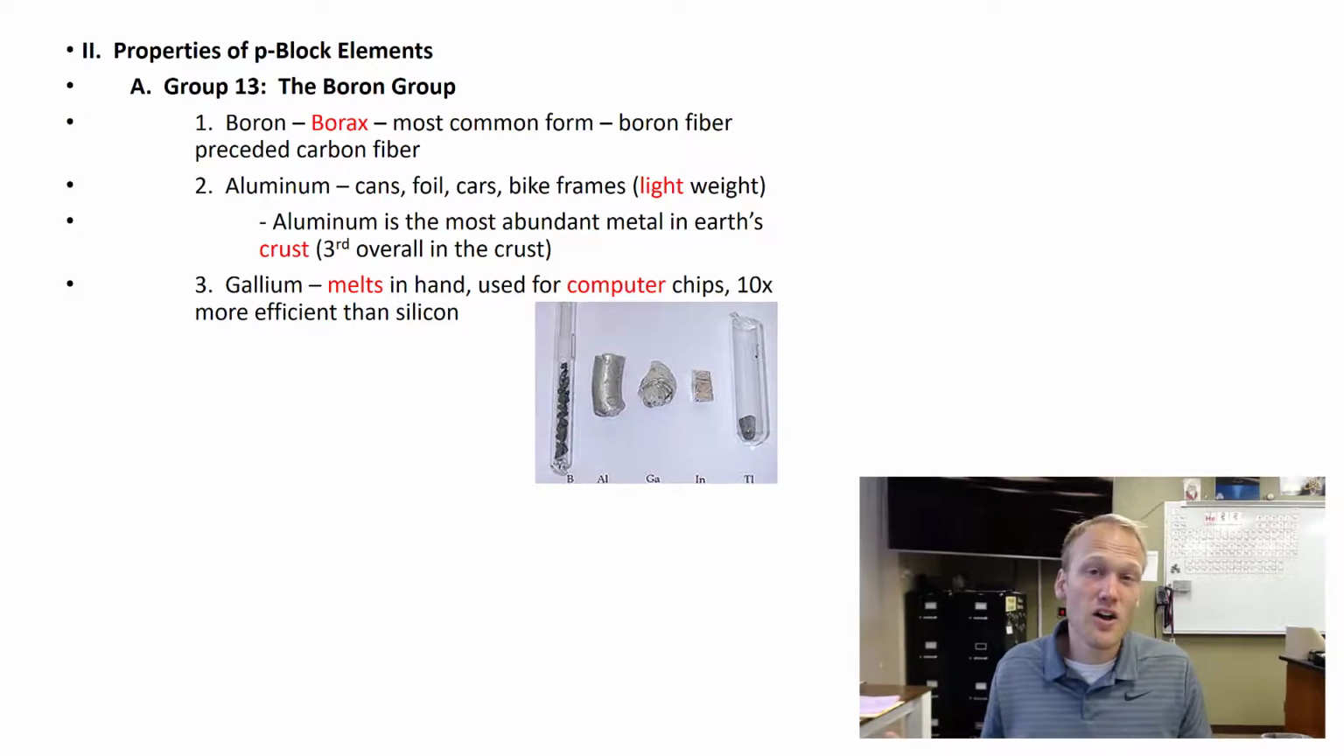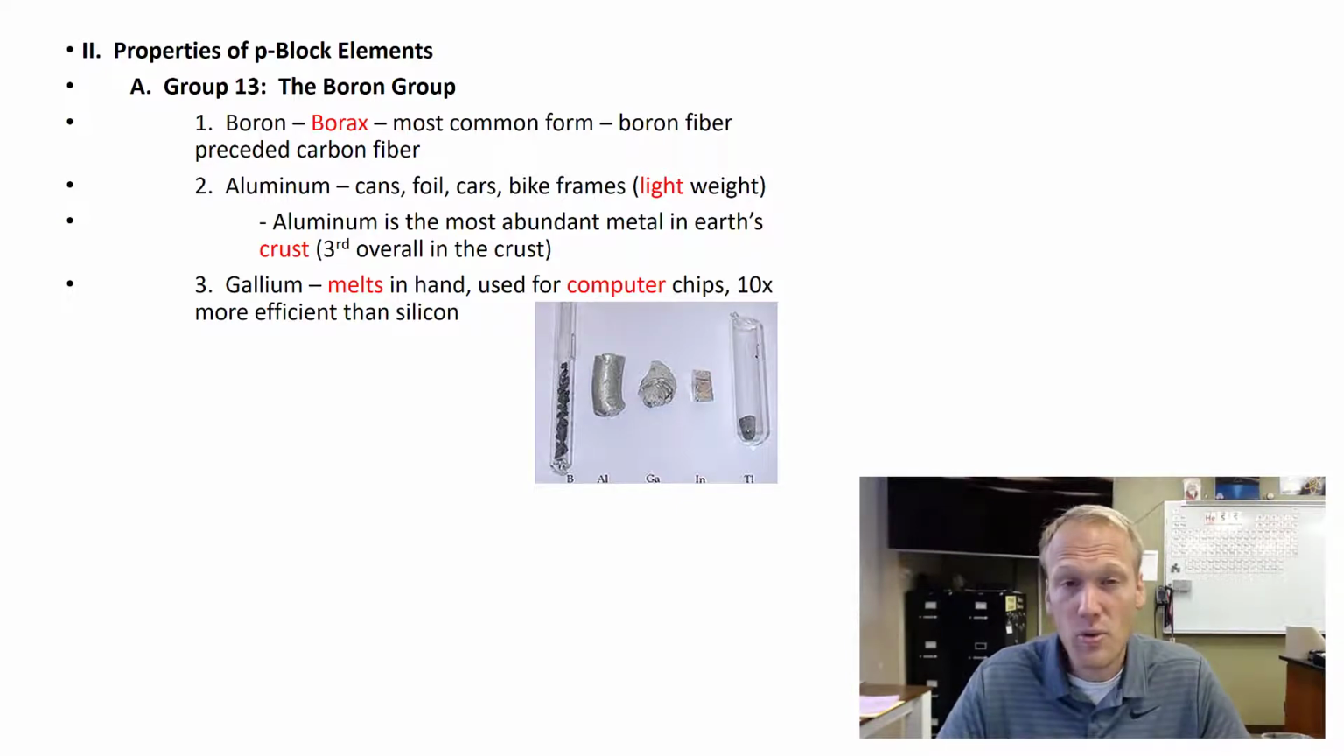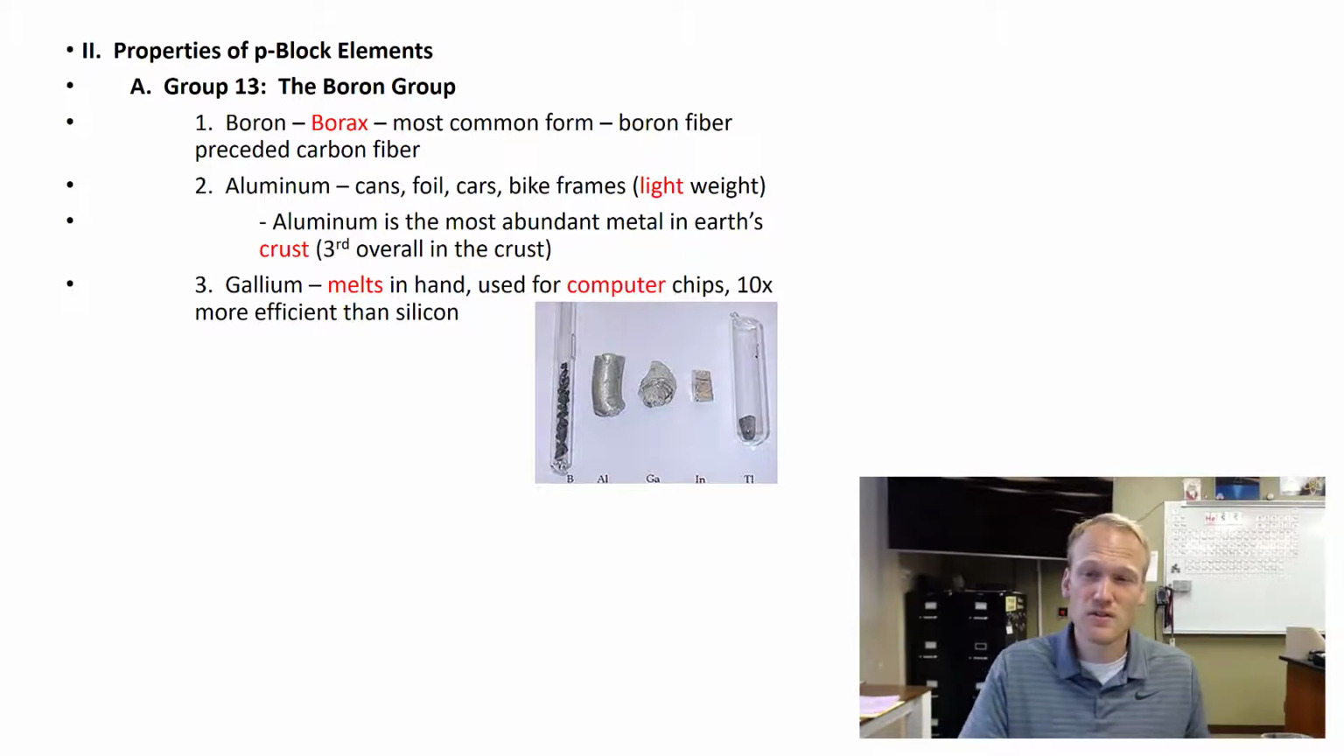So if we skip all the way over to group 13, also known as main group 3, we get something called the boron group. The boron group is the first group where we see metalloids, boron. Boron can be used in borax, which is a detergent. It can also be used in boron fiber, which was a precursor to carbon fiber. Aluminum is also in this group.